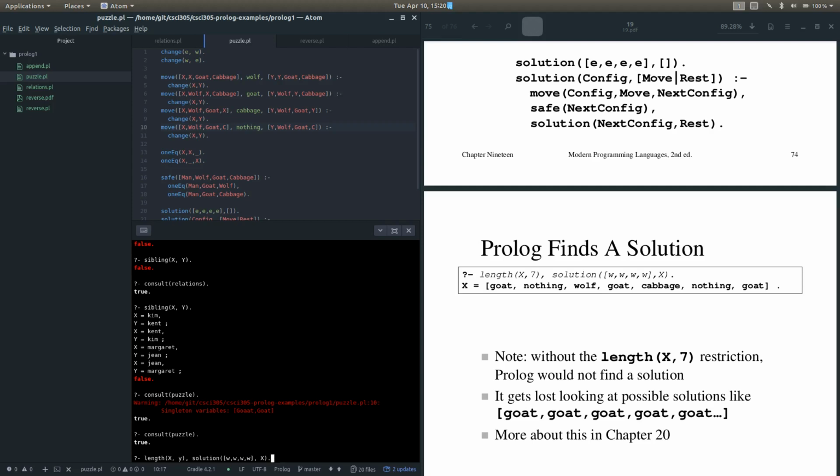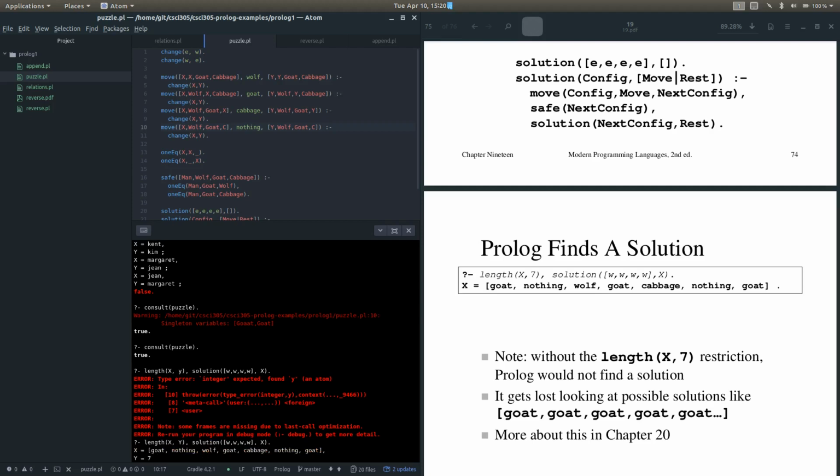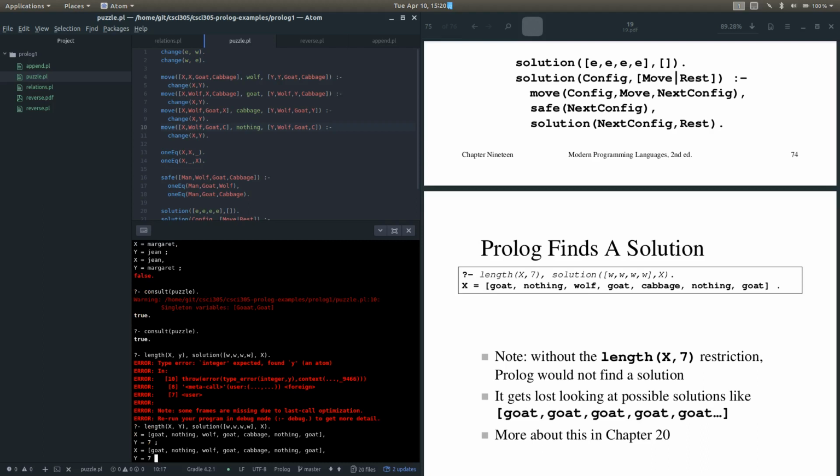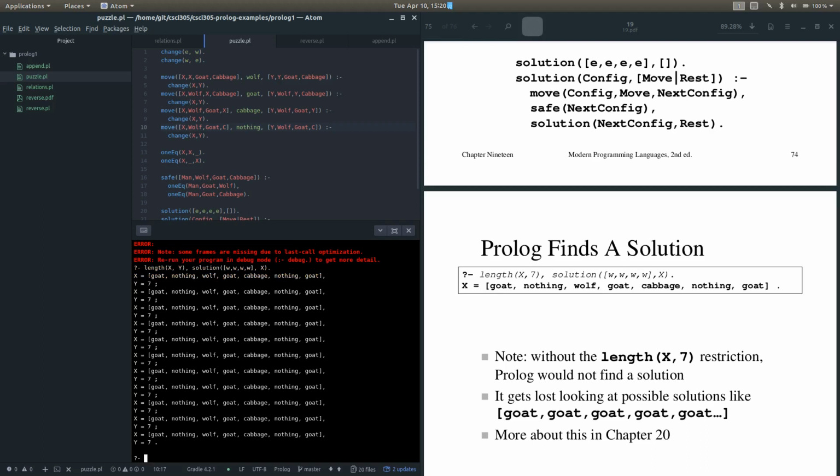Without that restriction, Prolog won't find a solution, right? It gets lost looking at all possible solutions like goat, goat, goat, goat, goat, on forever. And so we'll see more about this in Chapter 20 on how we can get around that. But if we run that, oh, my bad. I tried Y, not capital Y. Okay, there we go. So basically, it's going to continue on for the rest of time, giving us the same solution over and over. But anyway, as we can see there, it solved that problem.